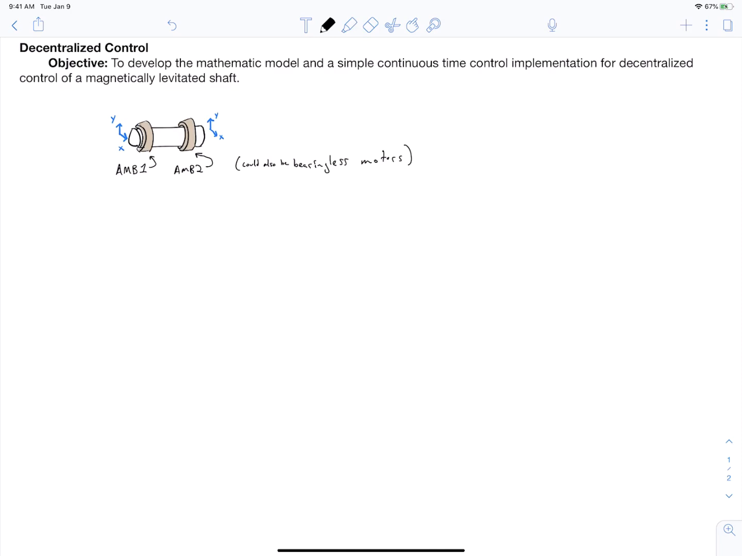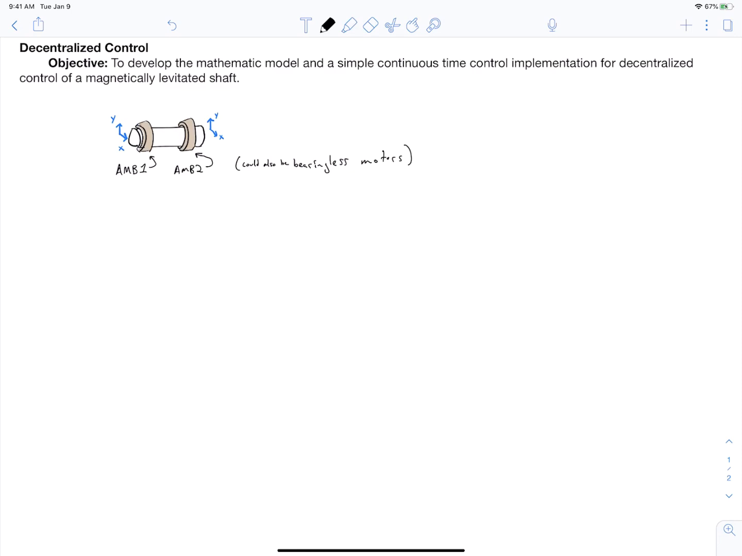The objective of this video is to develop the mathematical model and a simple continuous time control implementation for decentralized control of a magnetically levitated shaft. This video is about the position controller design, and it's not actually about the physics of the magnetic forces that are created.